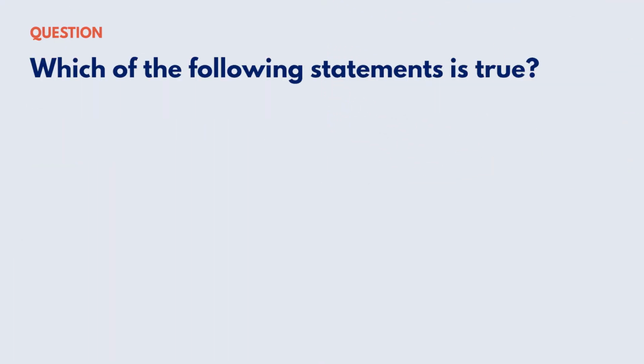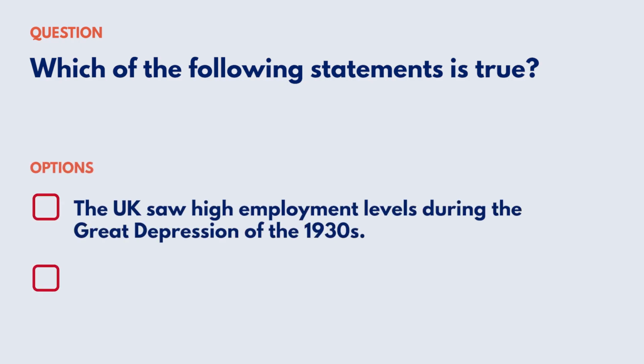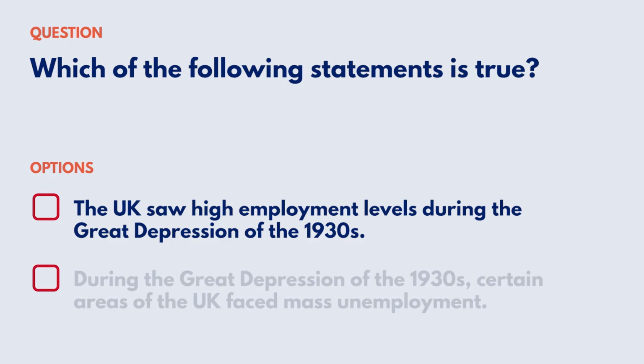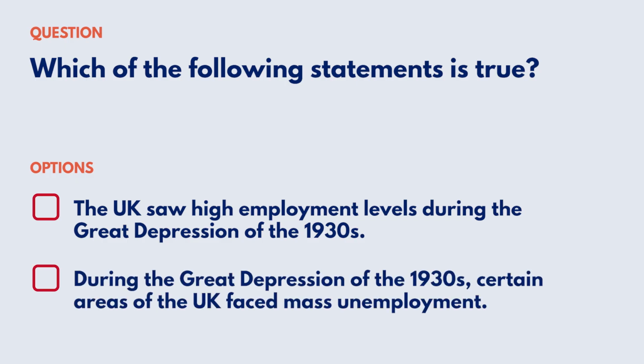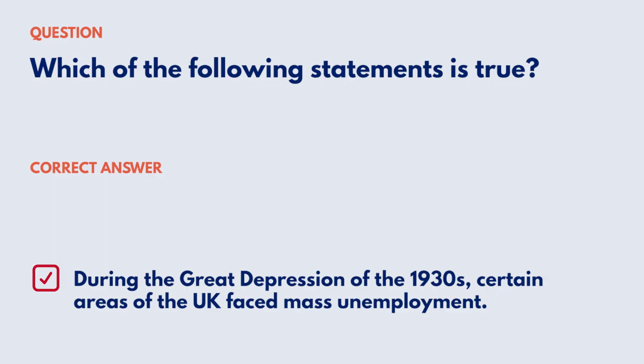Which of the following statements is true? The UK saw high employment levels during the Great Depression of the 1930s. During the Great Depression of the 1930s, certain areas of the UK faced mass unemployment. Correct answer: during the Great Depression of the 1930s, certain areas of the UK faced mass unemployment.